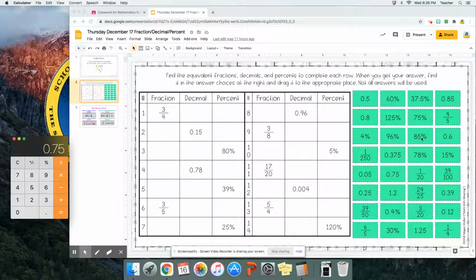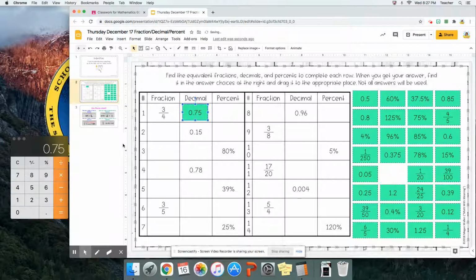Over on the side, I can look for that decimal and drag that because it is equivalent. Now that I have my decimal, we also learned yesterday how we can go from decimal to percent. To do that, we can take the decimal, in this case 0.75, and we can multiply it by 100. That gives us 75%. So I can drag that over to show it's equivalent to 3/4.